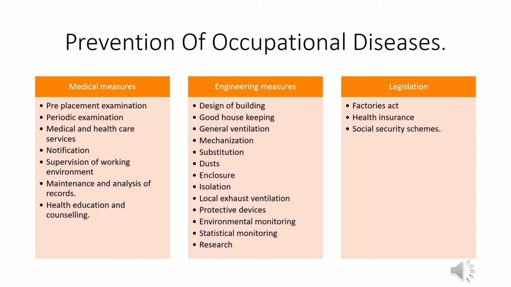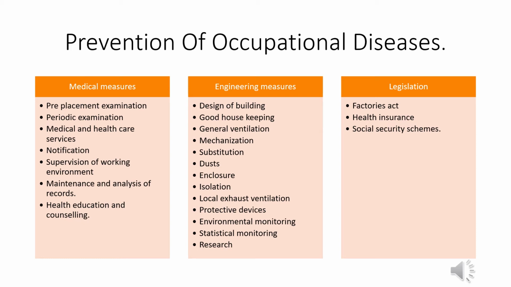Then there are certain engineering measures for the control and prevention of occupational diseases, and these engineering measures include a design of building. The building should be designed in a way that it caters for all the requirements of that particular occupation or profession, whether it is a hospital or a school or a factory or whatever the building is designed for. There should be good housekeeping, cleanliness, hygiene should be focused upon. There should be good ventilation present in the building.